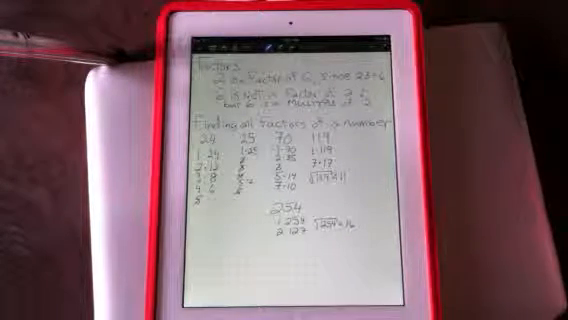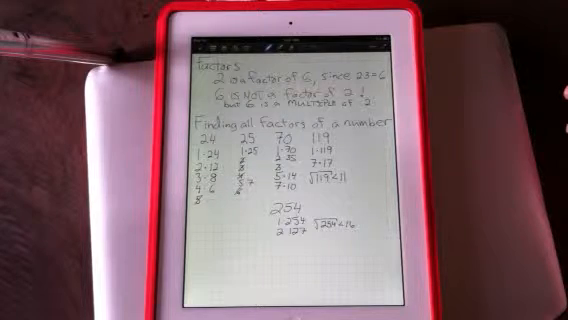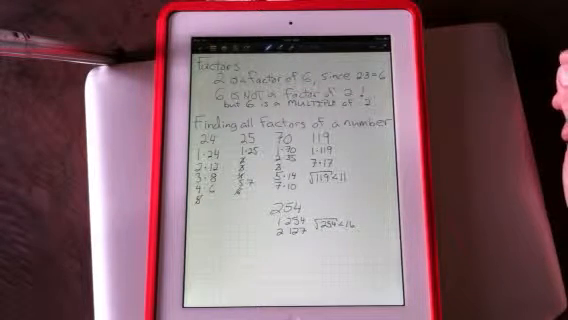Hello. Today we're going to take a look at factors and multiples and how they're related.